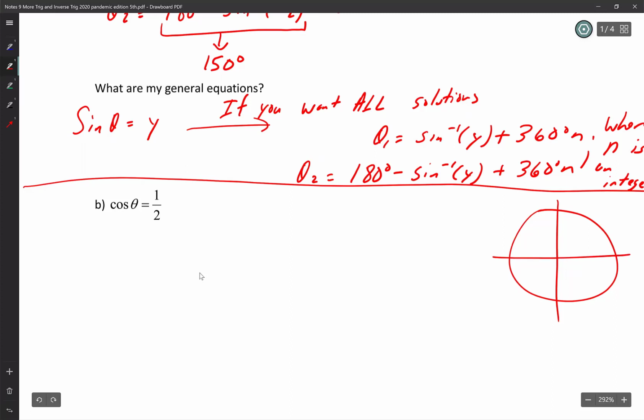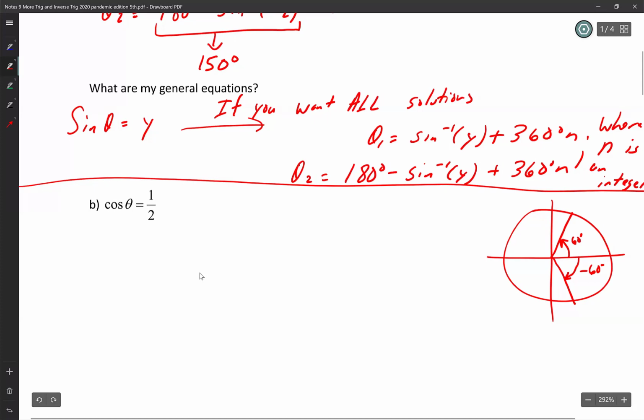Where is cosine a half? Cosine is a half there at 60 degrees and here at, what's that, 300 degrees. Now the reference angle again is still 60 degrees. But if I count from the horizontal axis, I can say that's negative 60. So I can rewrite this in the general form.